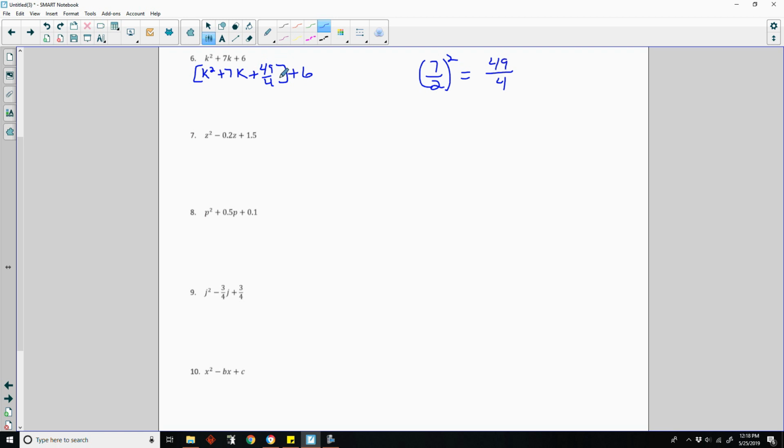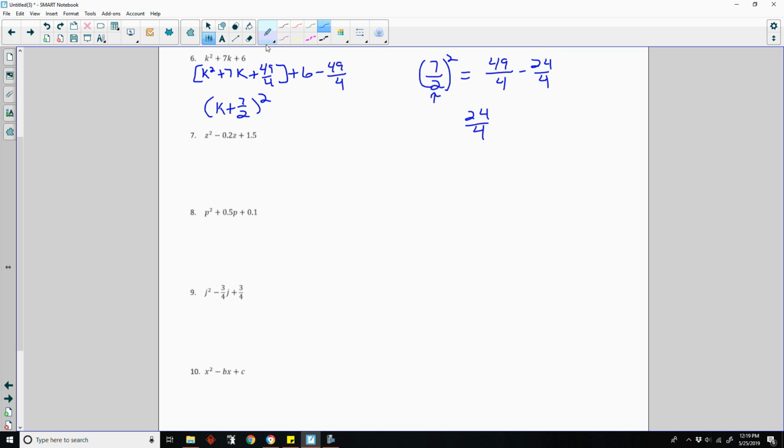But to keep this expression the same, I now have to subtract 49 over 4 from my constant term. So now I'm going to get k plus something squared. Well, it's this middle term here that we halved, 7/2. And now I need to take 6 minus 49/4. Well, in order to subtract fractions, our denominator has to be the same, so I need to get 6 to be something over 4. Well, what is 6 times 4? It is 24 over 4. 24 divided by 4 is 6.